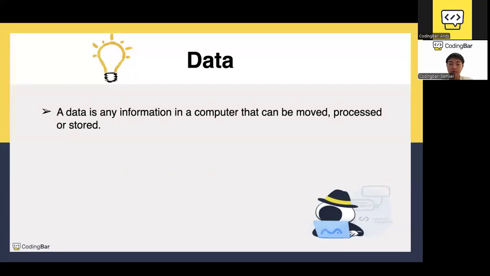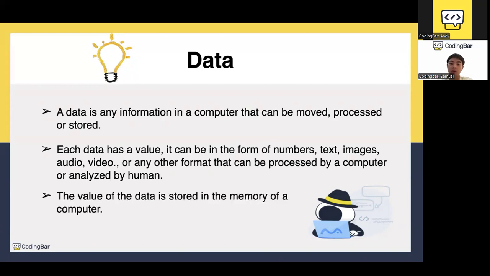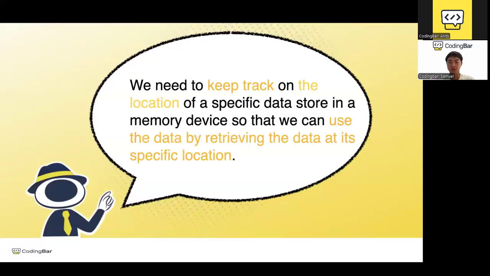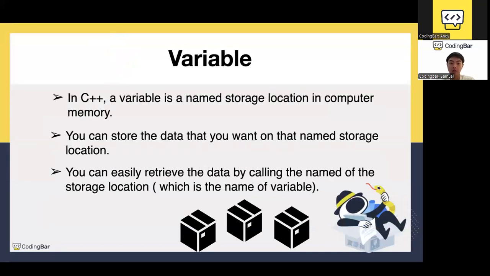We talked about variables last time. A variable is something that holds data. So what is data? Data is information that the computer can move, process or store. Data is the core of programming. You must have data so you can process it, right? And we store data in variables.